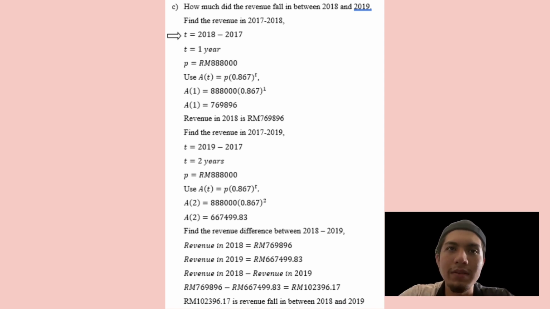And the last step is to find the revenue difference between 2018 and 2019. Revenue in 2018 minus 2019, and we got the revenue fall between 2018 and 2019, which is 102,396.17 ringgit.